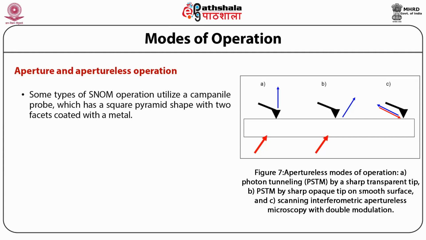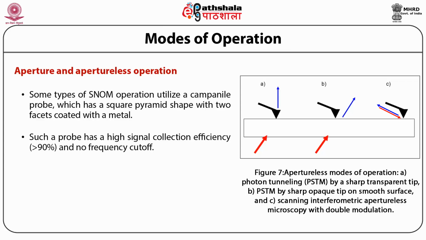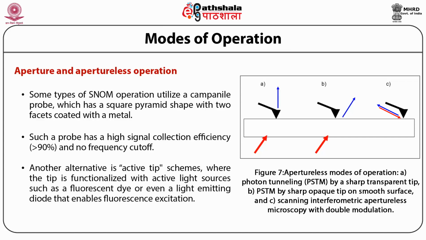Some types of SNOM operation utilize a campanile probe, which has a square pyramid shape with two facets coated with a metal. Such a probe has a high signal collection efficiency that is greater than 90% and no frequency cutoff. Another alternative is active tip schemes, where the tip is functionalized with active light sources such as a fluorescent dye or even a light emitting diode that enables fluorescence excitation.